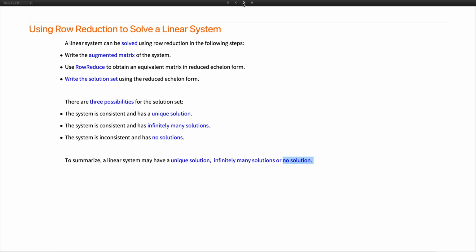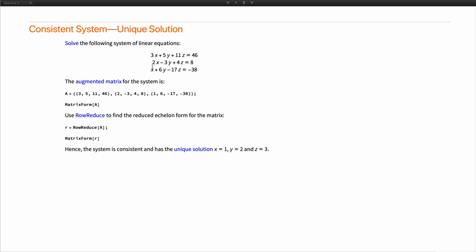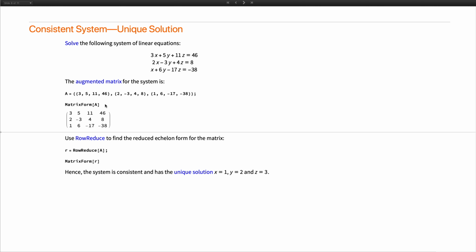So one example of each. Here is a system of equations, a linear system, 3 equations, 3 unknowns, x, y, and z. You first of all set up the augmented matrix for the system, and make sure it looks right. So you have 3, 5, 11, 46 in the first row, that looks correct. 2, -3, 4, 8 in the second row, and 1, 6, -7, -38 in the third row. All that looks just right. Okay, then you apply RowReduce to it.